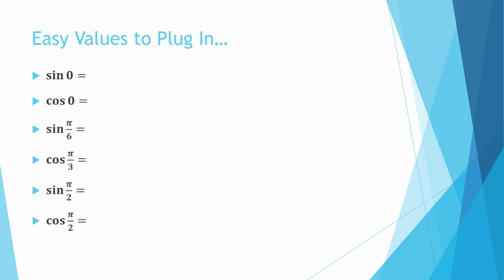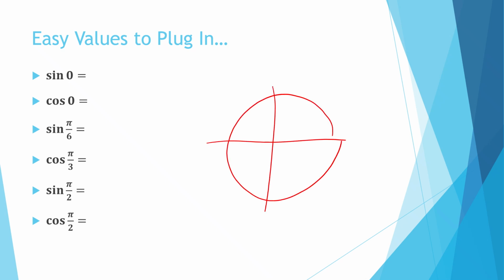So first, let's review real easy values to plug in using our unit circle. You will see why we did this in about 5 minutes. Sine of 0 degrees is going to be 0. Cosine of 0 degrees is 1. Sine of pi over 6 is 1/2. That's also the same for cosine of pi over 3. Sine of pi over 2 right here is 1, and cosine is 0. You'll see why we did this in a few minutes.